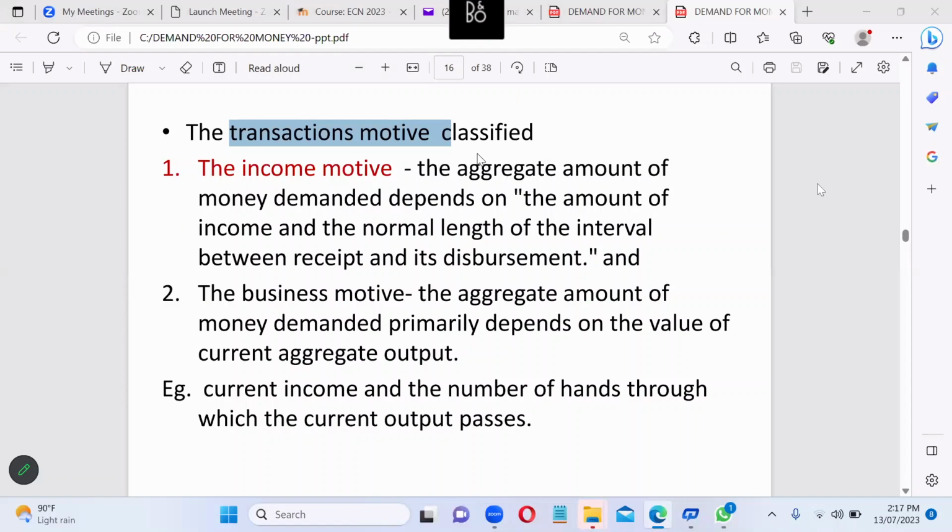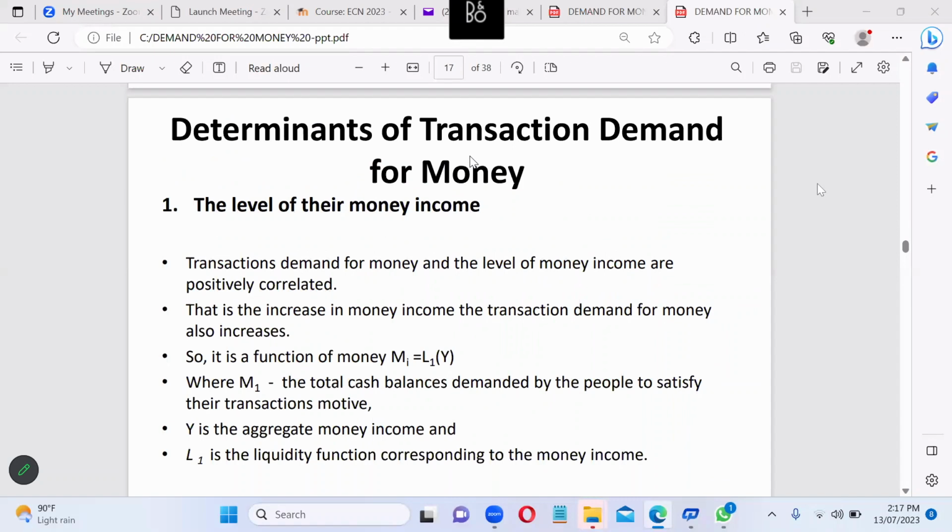Another thing is determinants. What is the determinant of transaction demand for money? The level of income. Income is the major thing, as I said earlier. Transaction demand for money and the level of money income are positively correlated. Correlated means the relationship is positive. Once the income is increasing, the transaction money level also increases. That is shown through this graph.